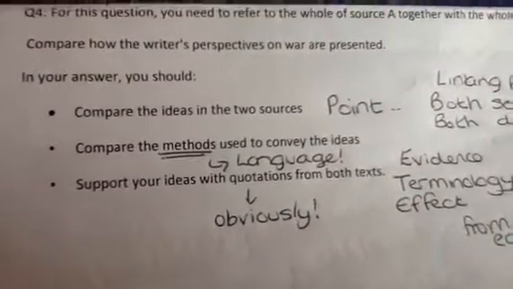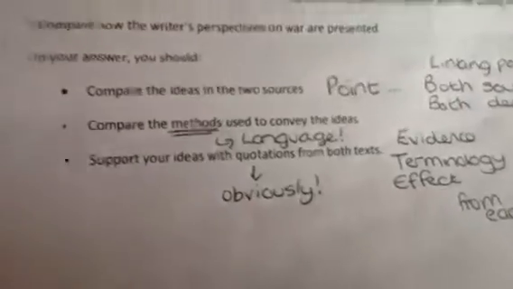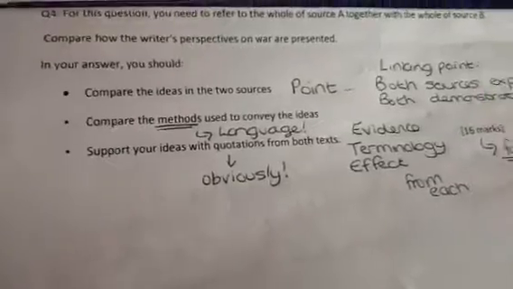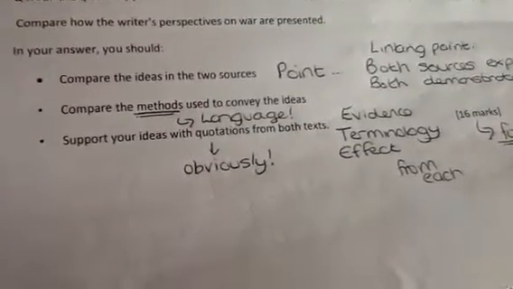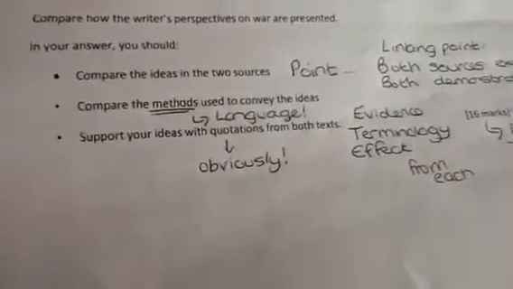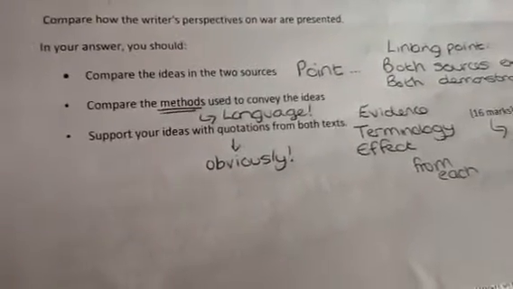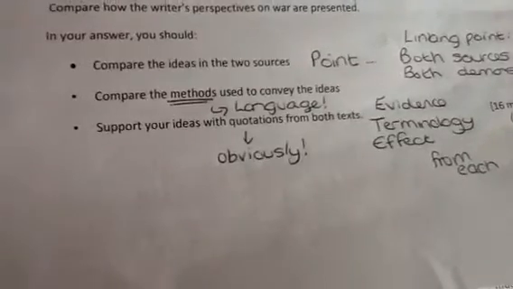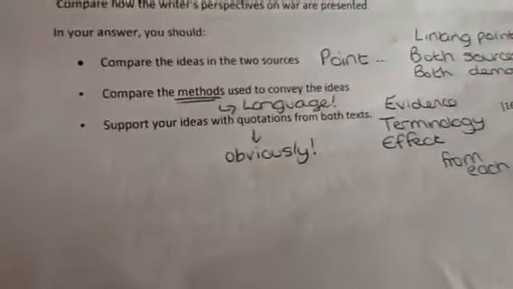How does the writer's perspective get presented? Alright, so other words for perspective could be viewpoint, attitude, ideas. So realistically, what is their opinion on the thing that they're describing? That's what we're looking for, and what are the differences between their opinions.